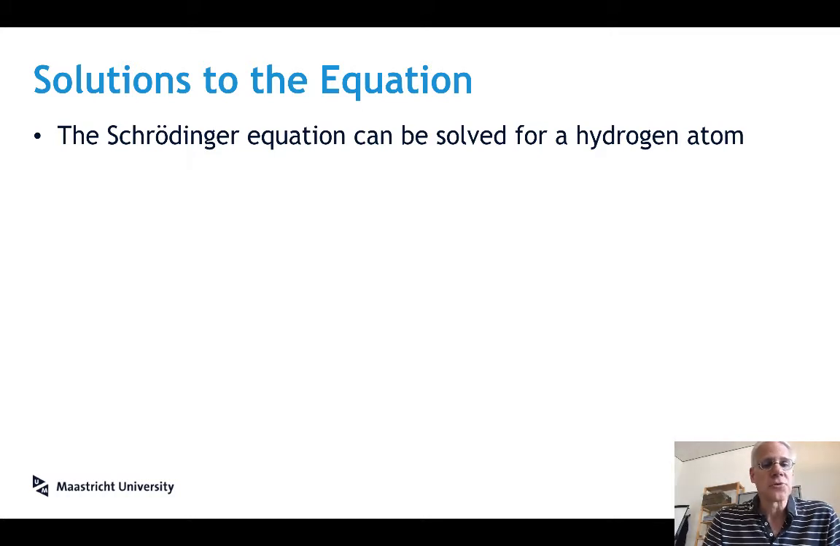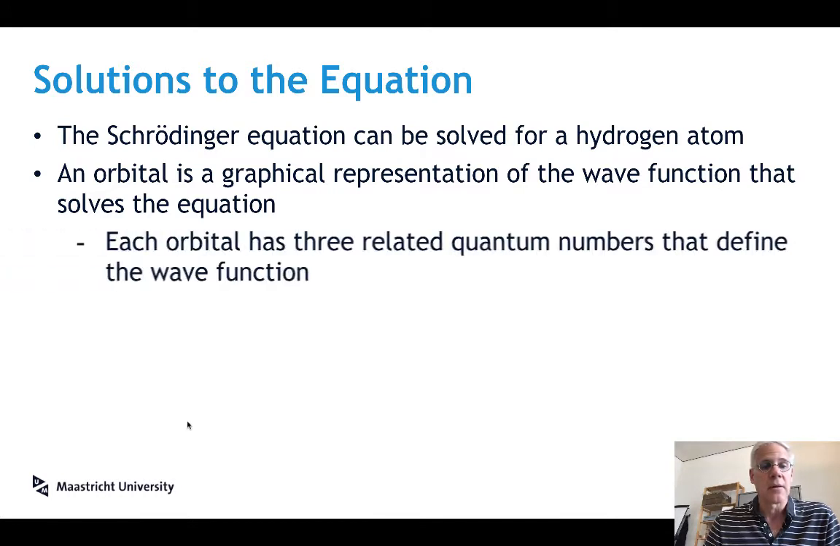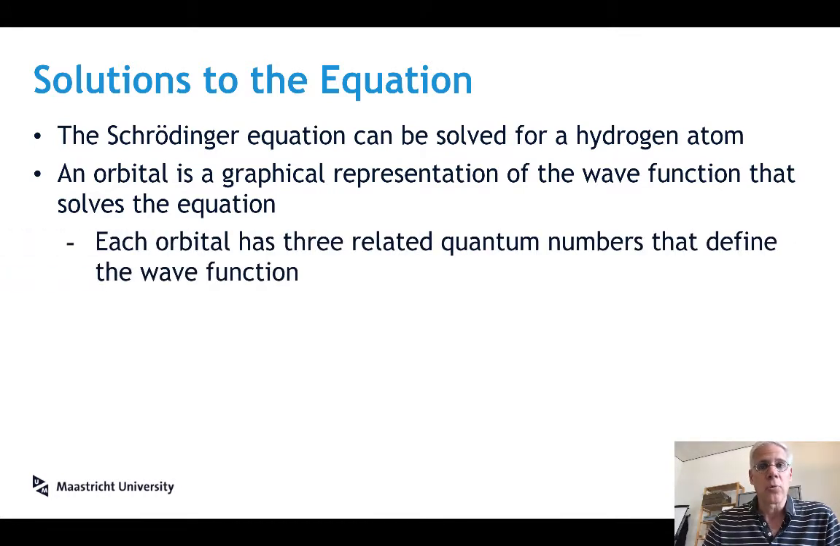So solutions to the equation, I mentioned that the Schrodinger equation can only be solved for a hydrogen atom. And when we do solve that, we get what's called an orbital, which is a graphical representation of that wave function, and allows us to see where in space we can expect to find that electron. So each orbital that we solve for has 3 related quantum numbers that help us define the wave function. It has 3 components that get worked into it.